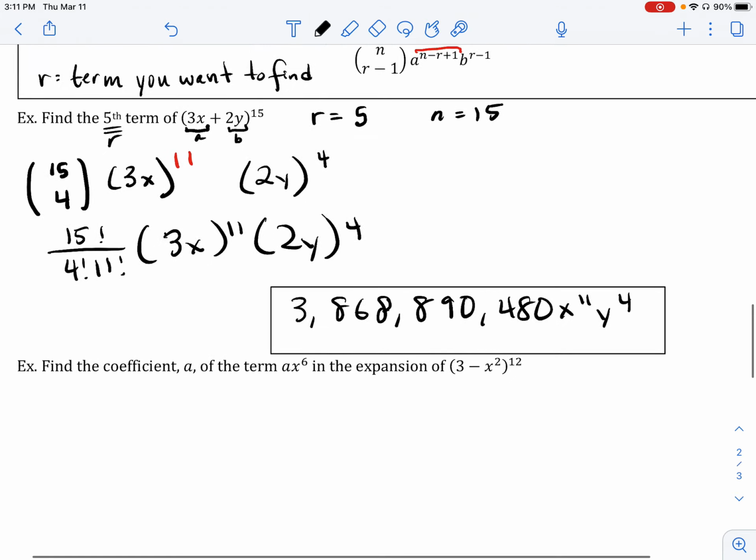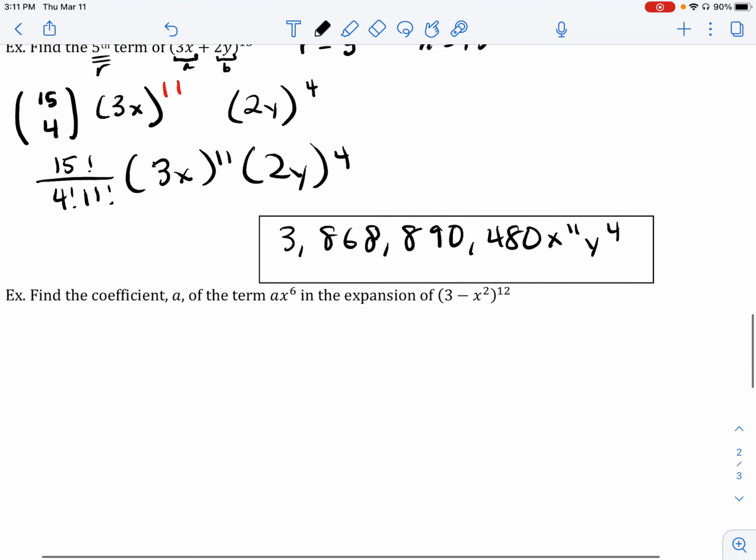Okay? And for this final problem, I want you to work through this on your own, but something that might help you here is if I'm trying to find just the coefficient a in the term ax to the 6th in this particular expansion of (3 - x squared) to the 12th power. First off, make sure we understand what term number this is? And you might immediately assume it must be the term that matches up with this degree here. But wait and think about this for a second.